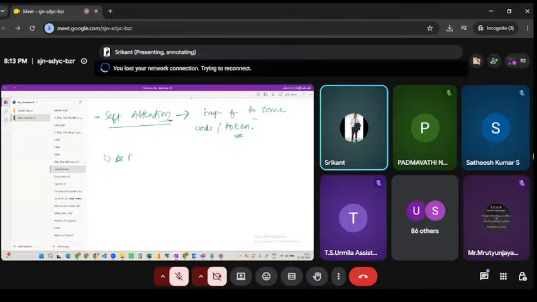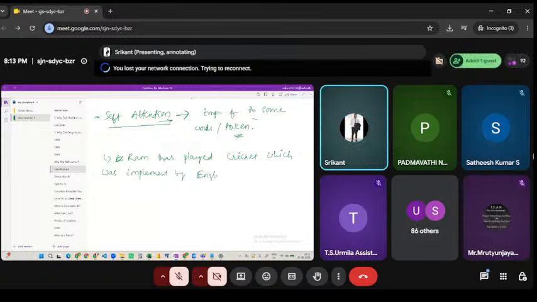I will give another example. Ram has played cricket, which was implemented by England. So here Ram is a person, and "which" refers to cricket, right? So cricket is the main word of the subset. Got it, guys? Those related main words, important words, will be fetched by using self-attention. Got it? This is the basic fundamental.